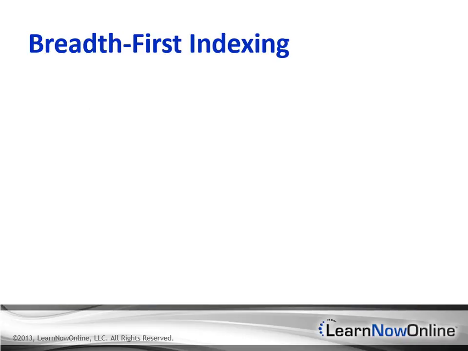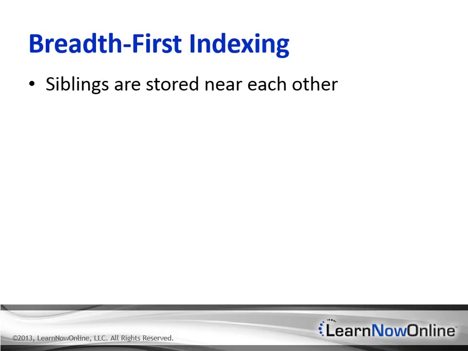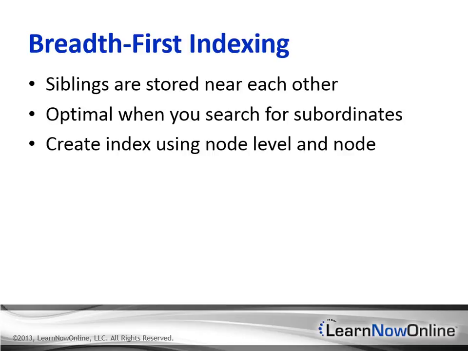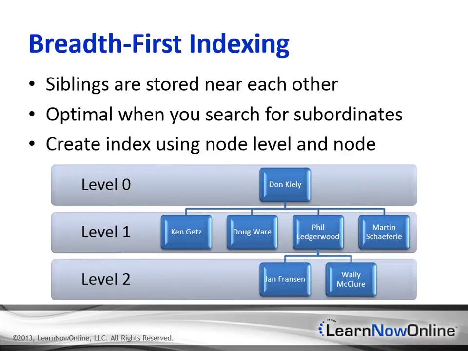With breadth first indexing, SQL Server visits all nodes in one level before moving on to the next lower level. Sibling nodes are stored near each other, making this type of index optimal for searching direct subordinates. In order to create a breadth-first index, you have to index on both the node level and the hierarchy ID node. Okay, here's that instructor hierarchy once again.